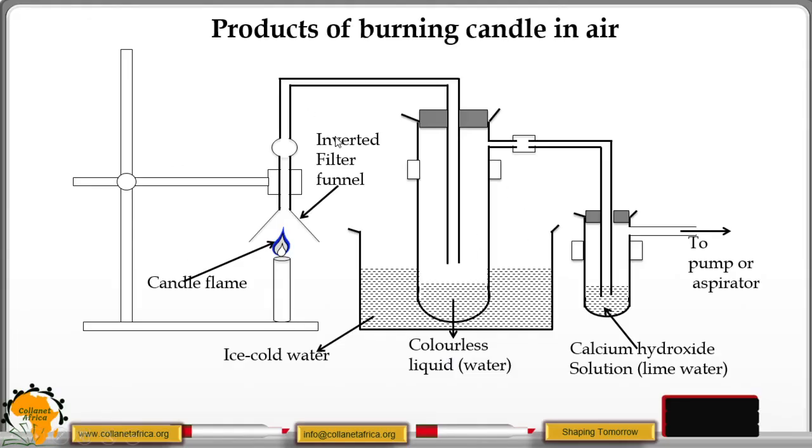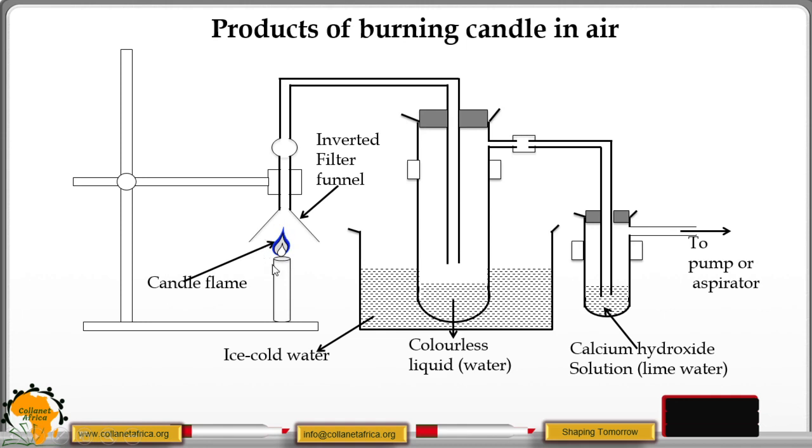This is the setup, and in this setup we have our candle. This candle is lit, and when you light the candle, it's going to start burning. So you're going to have a flame. Remember, when you're looking at flames, whenever you have excess air, you have a non-luminous flame. Whenever you have limited air, you have a luminous flame. So in this case, we have a non-luminous flame.